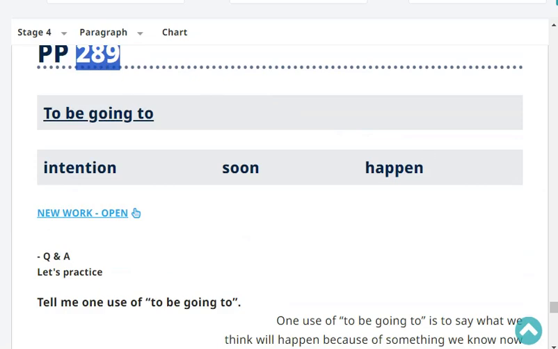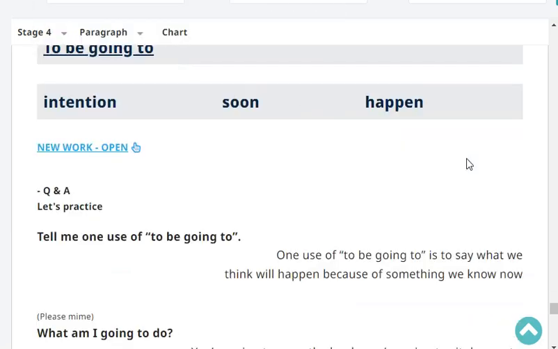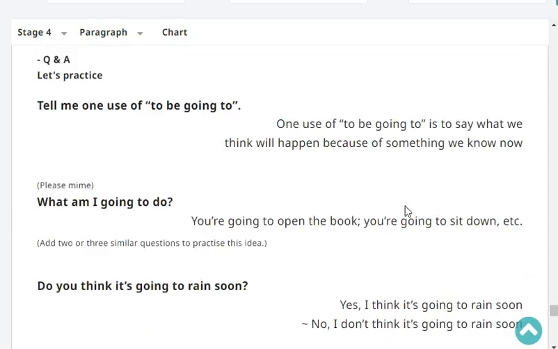Tell me one use of "to be going to", please. One use of "to be going to" is to say what we think will happen because of something we know now. Very good.